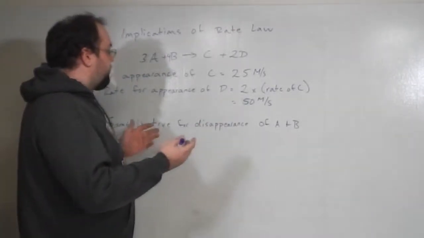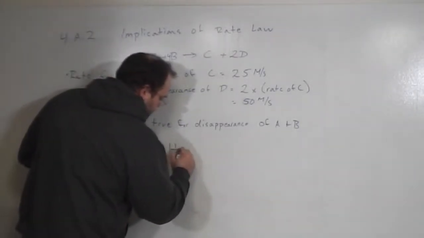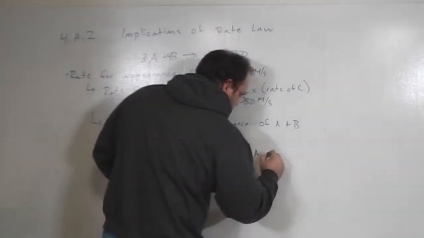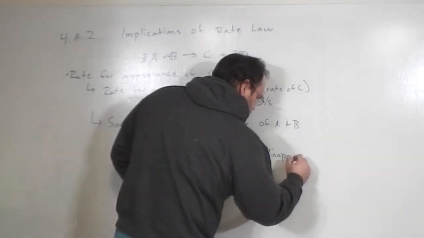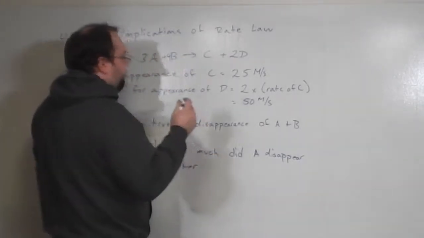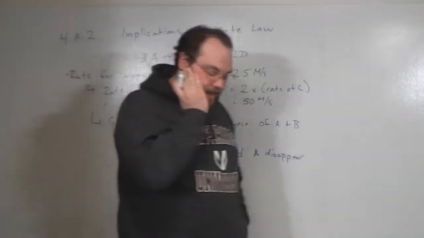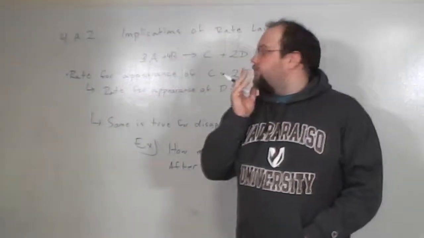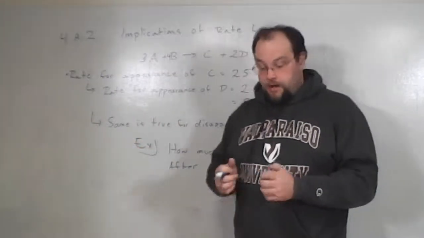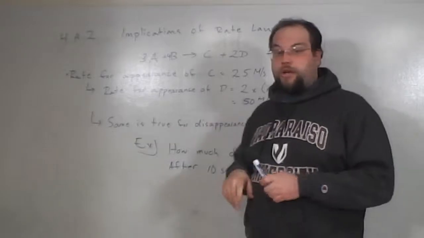For example, let's say there was a question that was, how much did A disappear after, let's say 10 seconds? Well, we don't have the rate of A. We don't even have a starting concentration or anything with A. But we know that C appeared at 25 molarity per second.